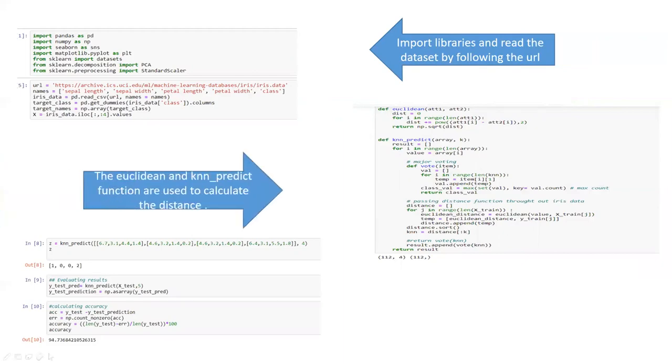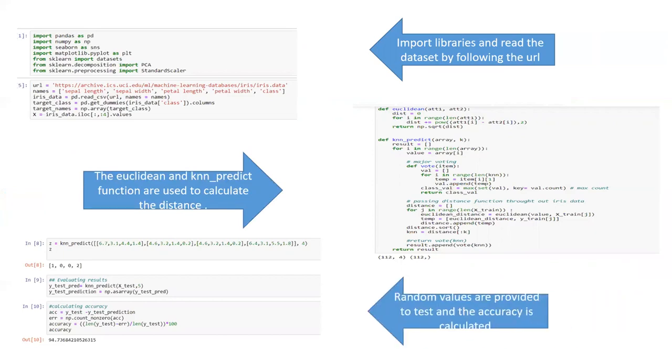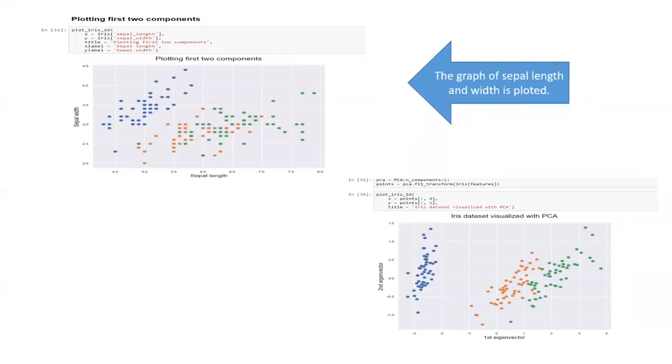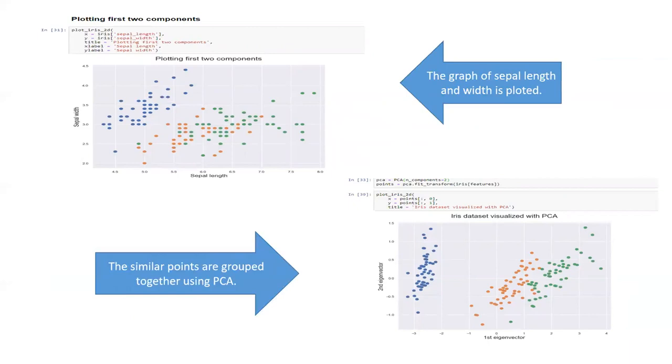Then the Euclidean and the KNN predict functions are used to calculate the distance. Then random values are provided to test and accuracy is calculated. We get accuracy as 94%. The graph of sepal length and width is plotted here, and the similar points are grouped together using PCA.